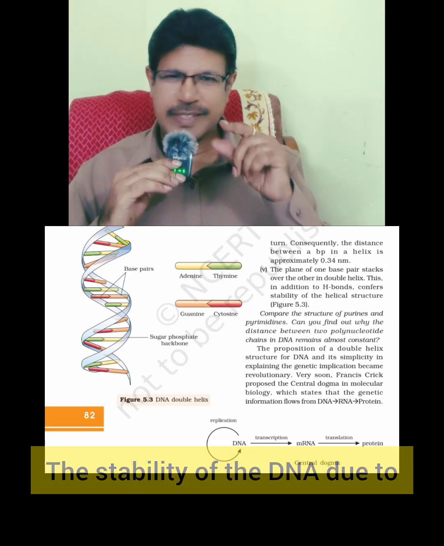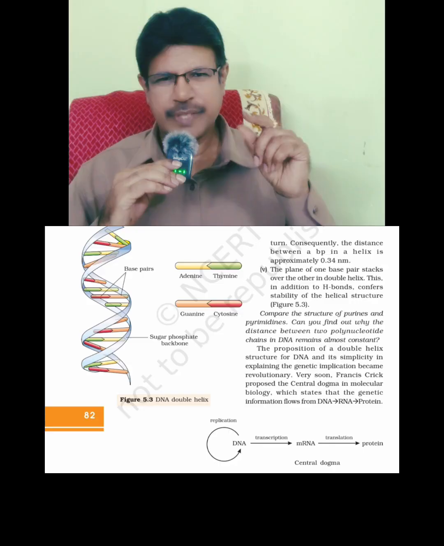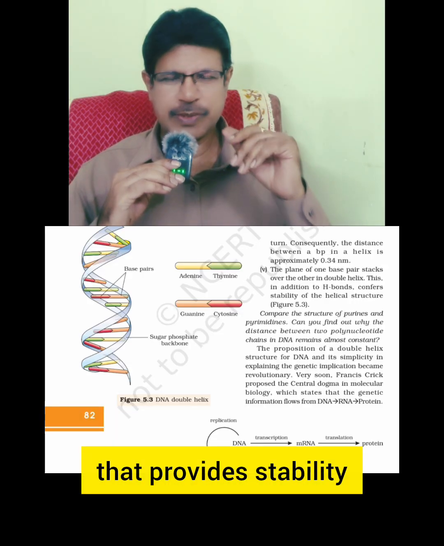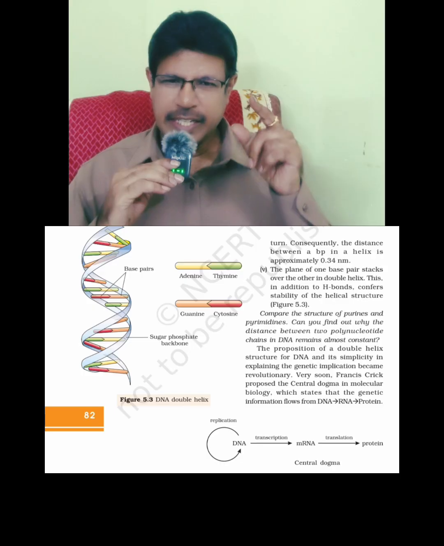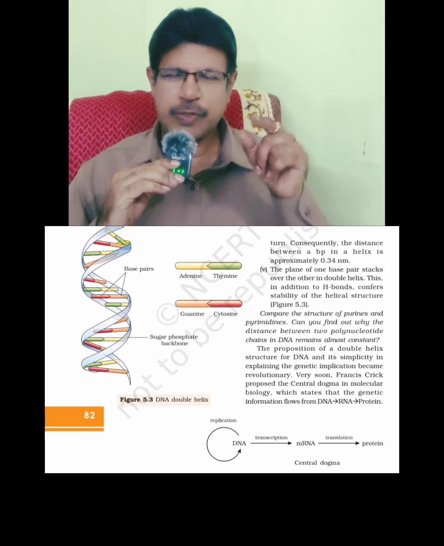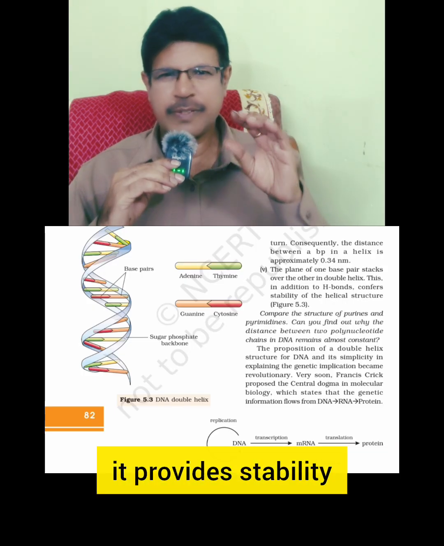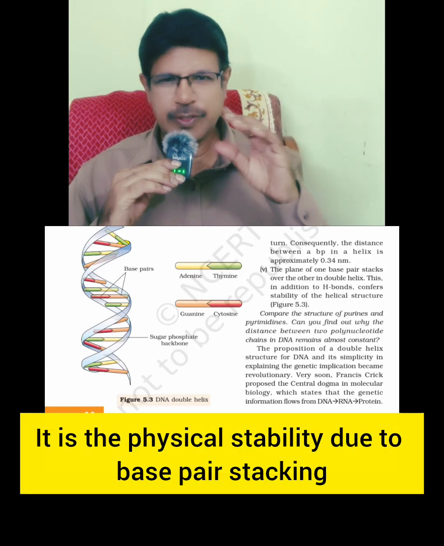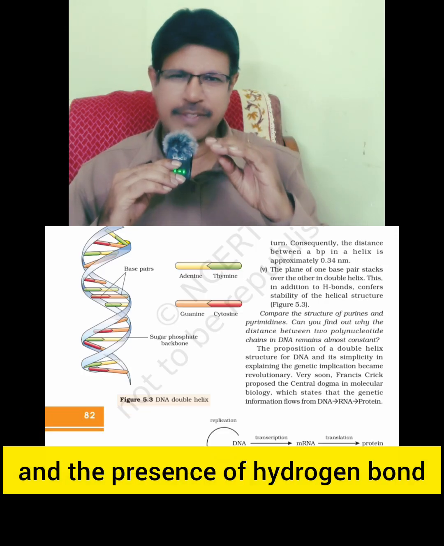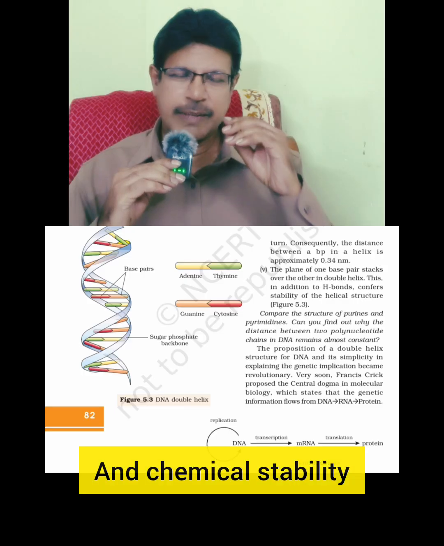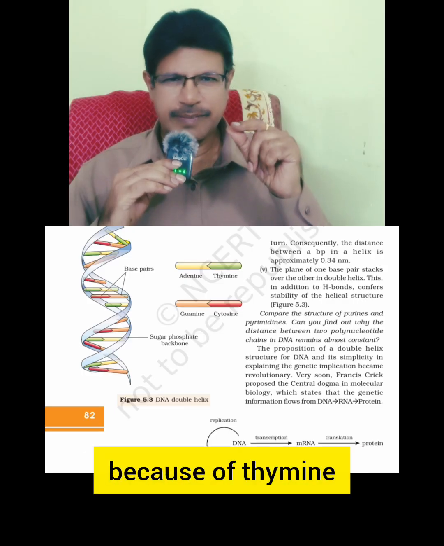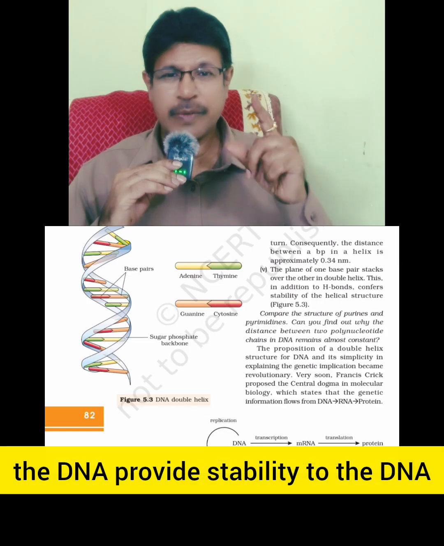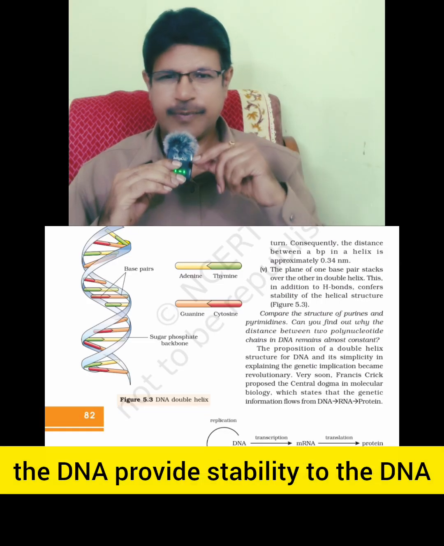Next. The stability of the DNA is due to, first, the base pairs stack one above the other, which provides stability. Second, even though hydrogen bonds are weak, the presence of many hydrogen bonds provides stability. It is the physical stability due to base pair stacking and the presence of hydrogen bonds. And chemical stability because of thymine. So the DNA acquiring thymine in place of uracil provides stability to the DNA.